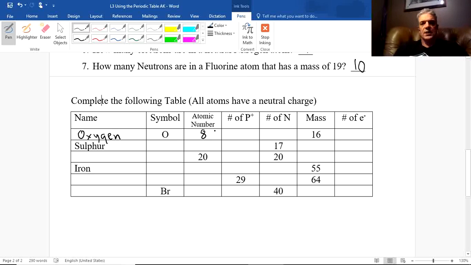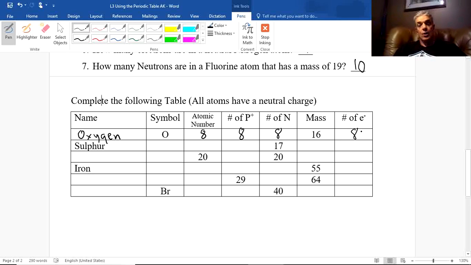Well, what's the number of protons? It's equal to the atomic number. That's 8. Oh, it has a mass of 16, and the number of protons plus the number of neutrons has to equal 16. 8 plus what gives me 16? It's 8. 8 plus 8 will give me 16. So these two have to add to give me my mass. And if it's a neutral atom, and they're talking all neutral here, the number of protons equals the number of electrons. There we go. We finished the first one.